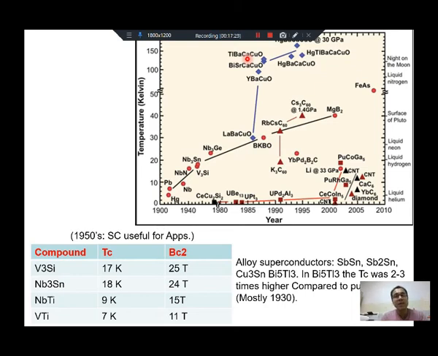So you have a very, very vast variety of materials which are available, and I will just discuss a few important aspects of some of these materials.